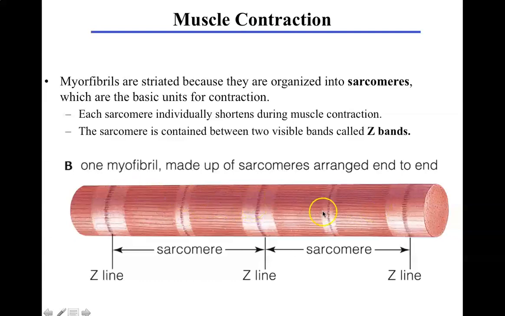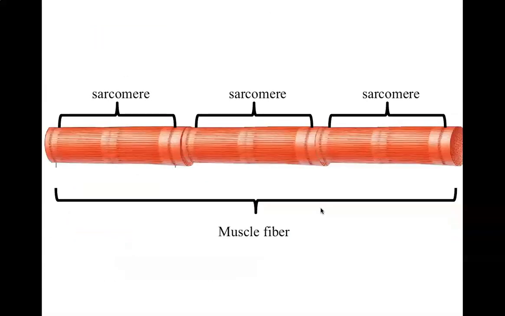Right? So if this myofibril on this muscle was to contract, then this sarcomere would shorten and this sarcomere would shorten. Right? So each myofibril is made up of lots of sarcomeres end to end, and they're the units that actually contract during muscle contraction.